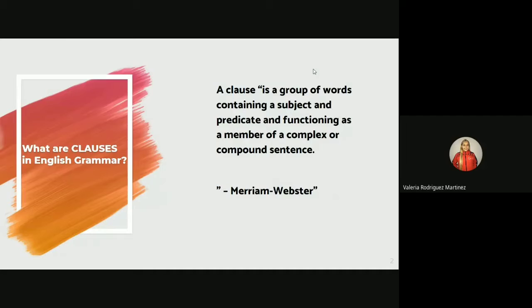A clause is a group of words which includes a subject and a verb. A clause contains only one subject and only one verb. The subject of a clause can be mentioned or hidden, but the verb must be apparent and distinguished. A clause is a group of words containing a subject and predicate and functioning as a member of a complex or compound sentence. Merriam-Webster.